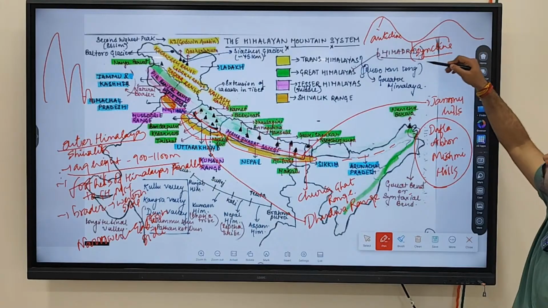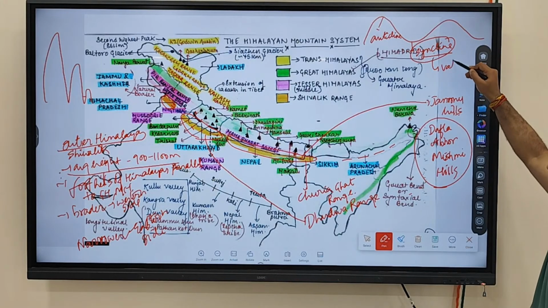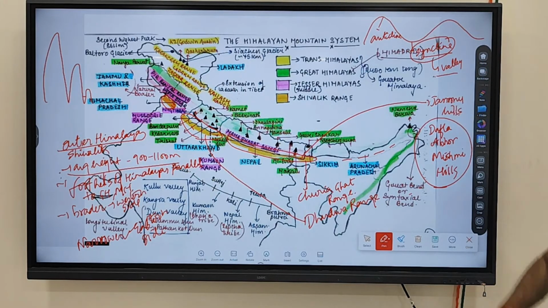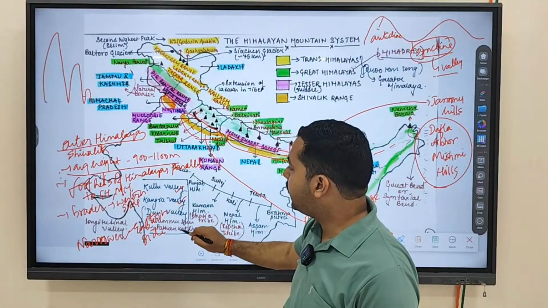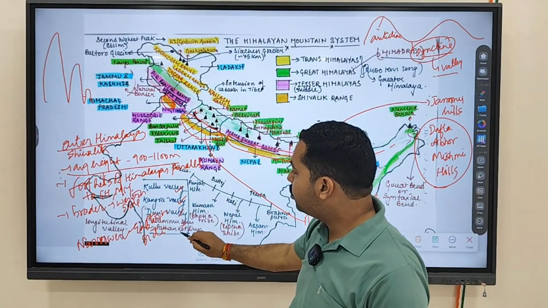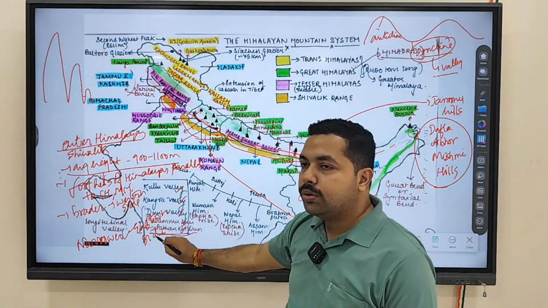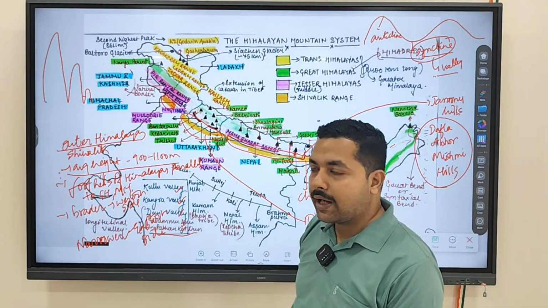The syncline is referred to as which region? They are referred to as the valley region. So the upper part you find anticline, lower part you can find syncline. That's why you'll find a lot of valleys over here, like Kulu Valley, Kangra Valley, Doon Valley, Jammu Doon, Pathankot Doon. You are finding many types of valleys over here.